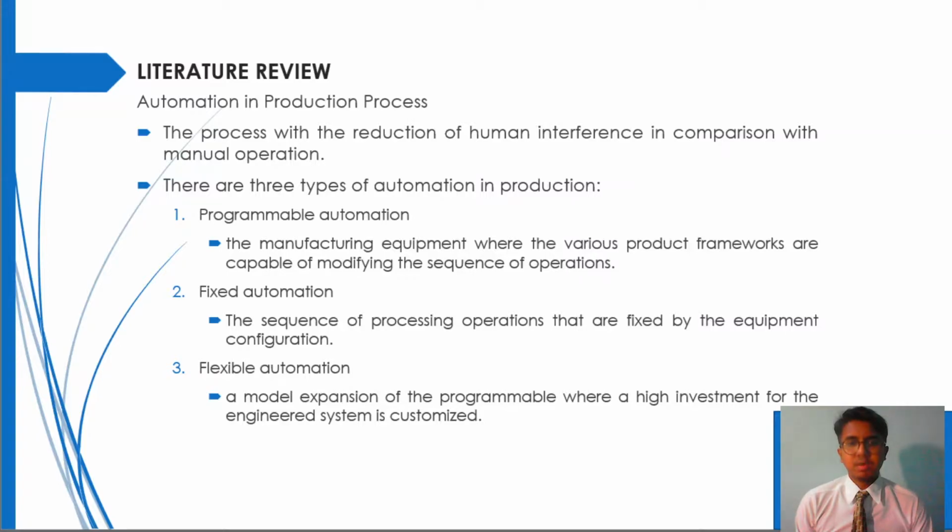First, programmable automation. Programmable automation is known as manufacturing equipment where the various product frameworks are capable of modifying the sequence of operation. Second, fixed automation. Fixed automation can be defined as the sequence of processing operations that are fixed by the equipment configuration. And lastly, flexible automation. Flexible automation is a model expansion of the programmable where a high investment for the engineered system is customized.